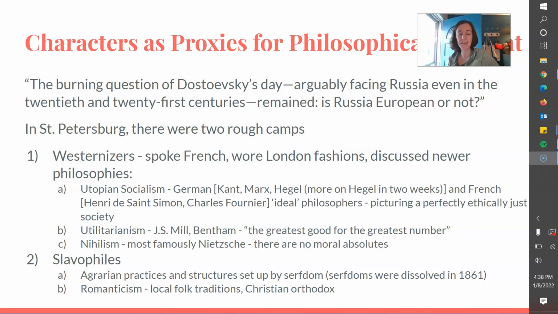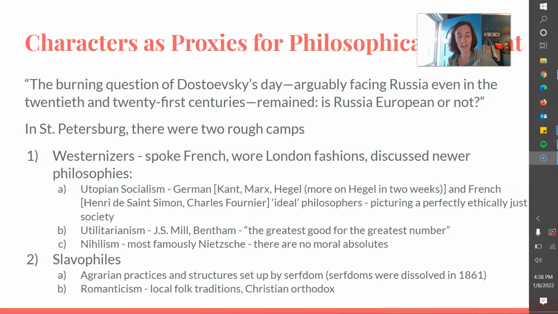That's the upper class. They spoke French, they wore London fashions, and they discussed these philosophies. I have a list here of ones that were really important in that city in that time. There was utopian socialism, which was not what they called it at the time, but it's the word that we use now to refer to the theories of Marx, the theories of Kant, and Hegel.